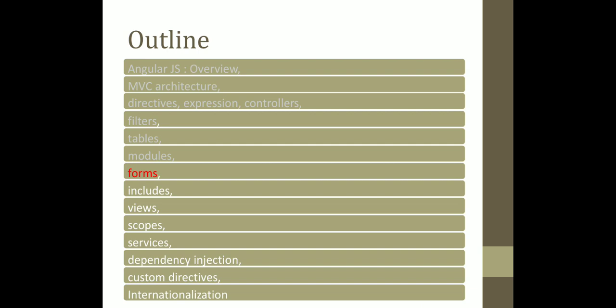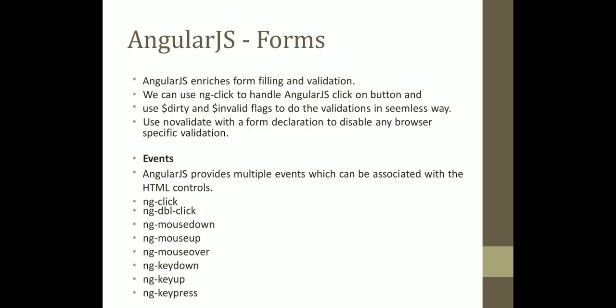The next thing about AngularJS is using forms. AngularJS enriches form filling and validation. AngularJS facilitates you to create a form, enriched with data binding and validation of input controls. The input controls are ways for a user to enter data. A form is a collection of controls for the purpose of grouping related controls together.